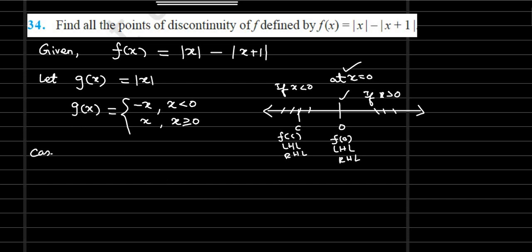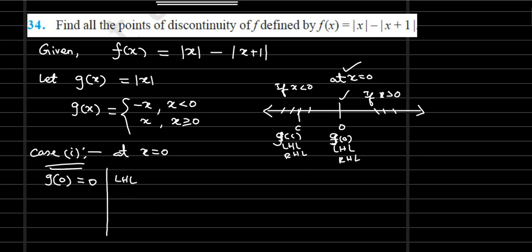Case 1, at x equal to 0. When x takes exactly 0, we need g of 0. So g of 0: if x takes exactly 0, the second function g of x equal to x applies, so g of 0 will be 0. Now the left hand limit: x is approaching 0 from the left hand side. Left side close values of 0 are approximately 0, but those values are less than 0. Then what is the suitable function here? Minus x. Now applying the limit, what happens? Minus 0, which is 0 only.